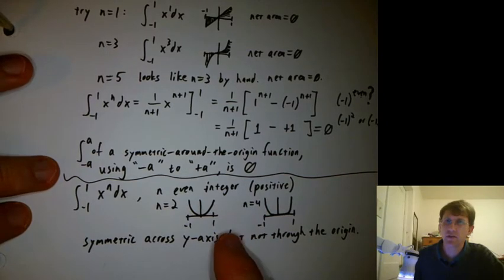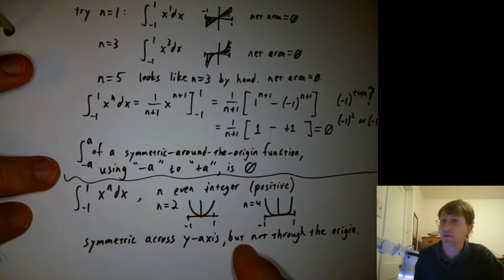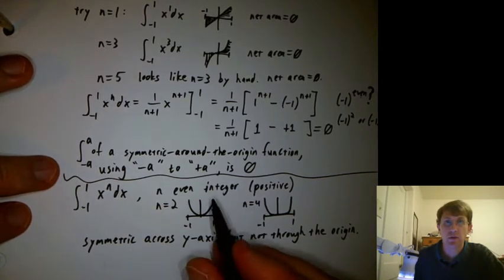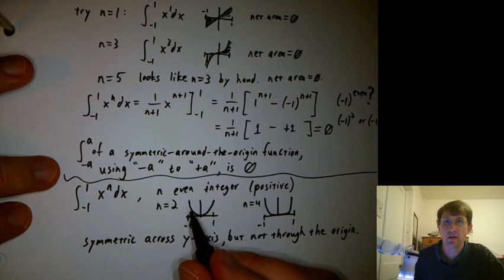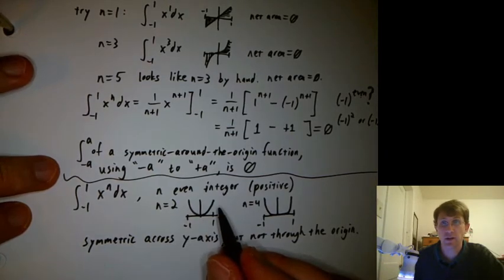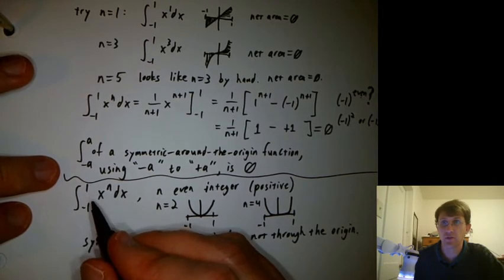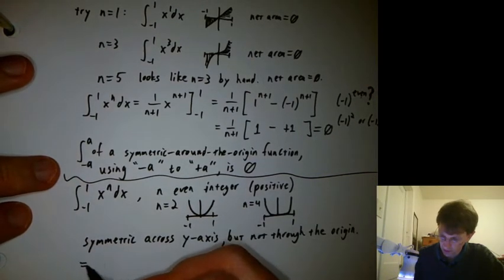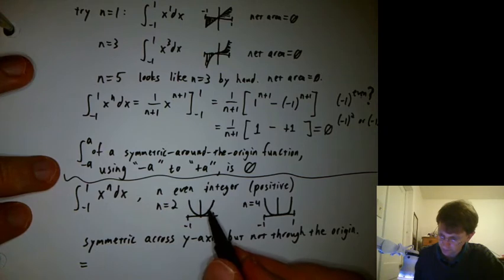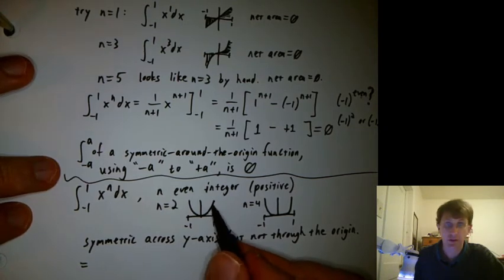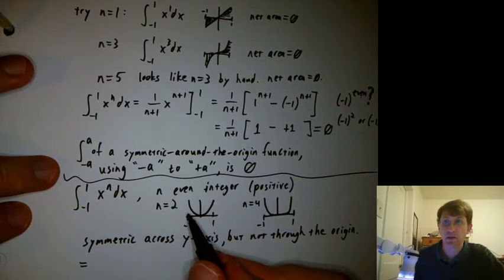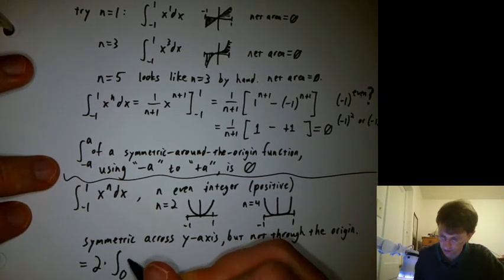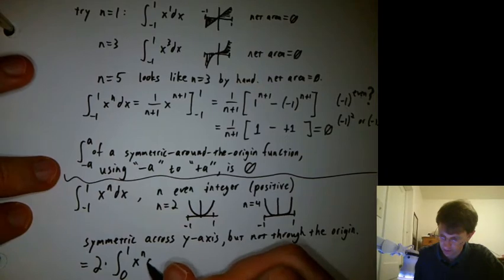Are there any functions that are symmetric across the y-axis and also symmetric through the origin? That's a fun little puzzle. So whatever the area is on the left half, is going to be the same as the area on the right half because we're integrating symmetrically from negative something to positive that same thing. So we could say that whatever area was over here, we can just multiply it by 2 to get the area that was over here as well. So we could say it's 2 times the integral 0 to 1 x to the n dx.